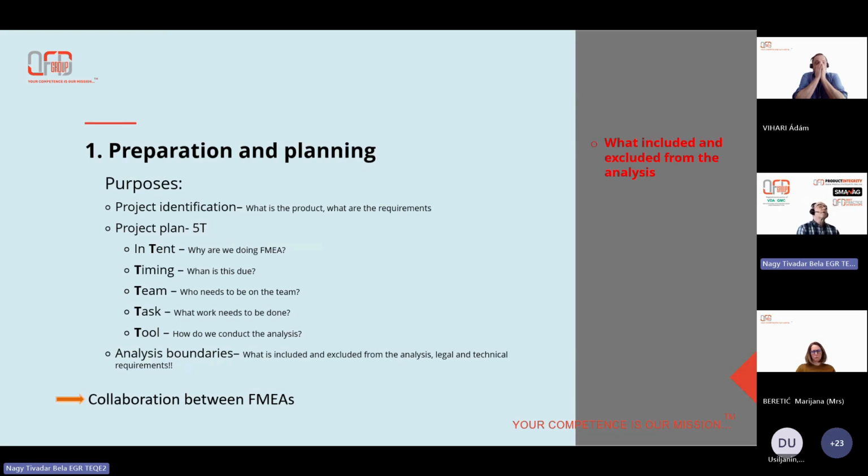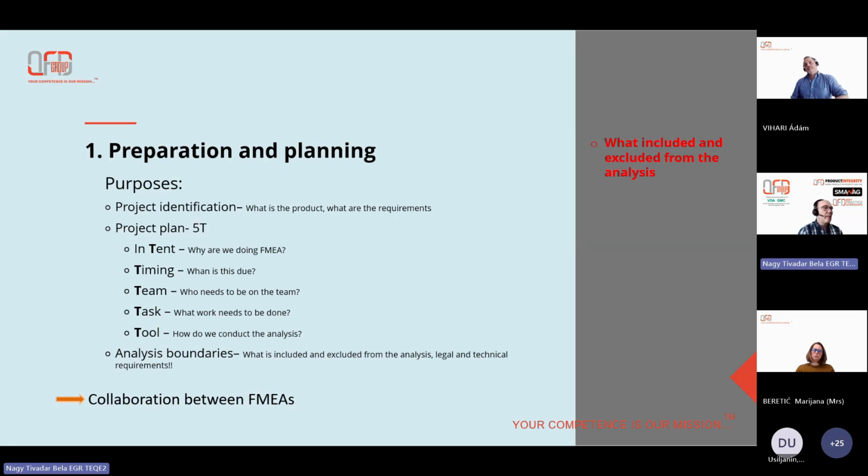Let's see the details. What happens during these steps? The first is the preparation and planning. We have to decide what will be included and what will be excluded from our analysis of this logistic activity. This FMEA activity works as a project. The project we execute in 5 steps. The first is intent: what are we doing. The timing is the schedule: what we have to do, and how and when we have to do this analysis.